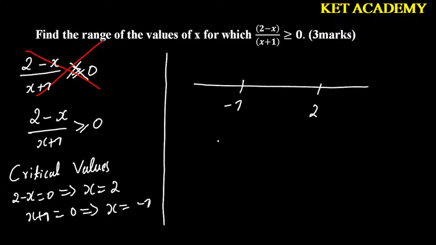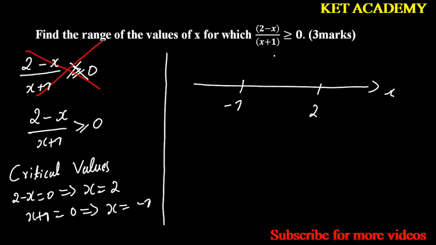Now our critical values separate our number line into 3 regions. This is the first region for all x greater than 2. This is the second region for all the values in between -1 and 2, and this is the third region for all the values less than -1. Remember, we're dealing with inequalities, and when it comes to inequalities, we're dealing with a range of values. If it is an equality, then we're dealing with just a single value.